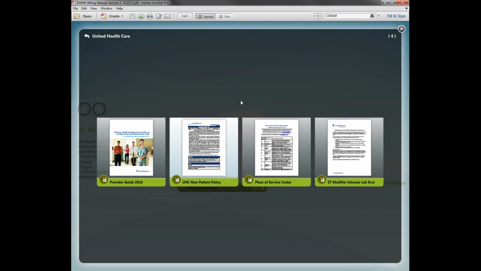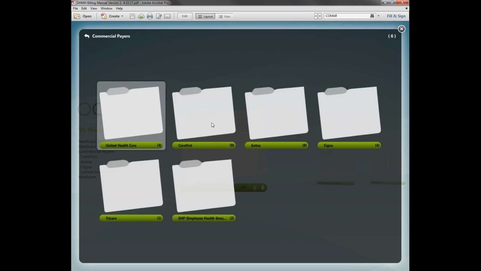United Healthcare is across the nation, so when you do a Google search or anything about United, make sure you're looking at the Mid-Atlantic products, not something for the West or the Midwest. And again, we have the ET modifier information here. It applies to the community plan.